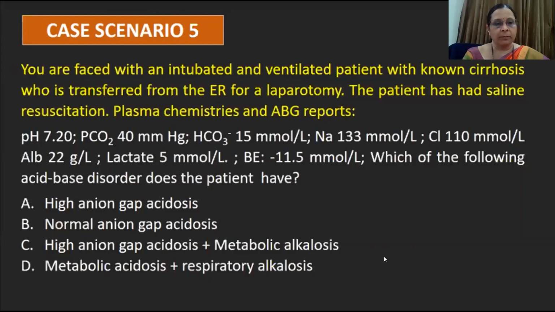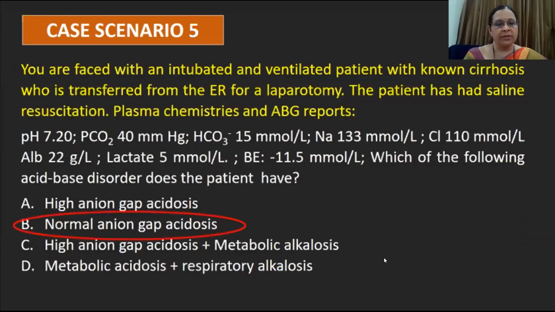Yes, ma'am. So the anion gap would be sodium minus chloride plus bicarb. So that would be 133 minus, chloride is 110, ma'am, plus bicarb would be 15. So 133 minus 110 plus 15, that would be 125. So 133 minus 125, that would be 8 millimoles per liter, ma'am. So it's a normal anion gap metabolic acidosis.